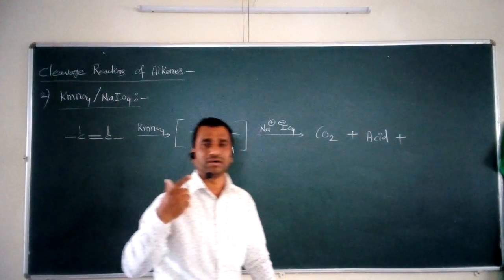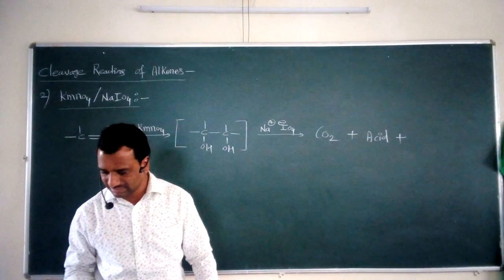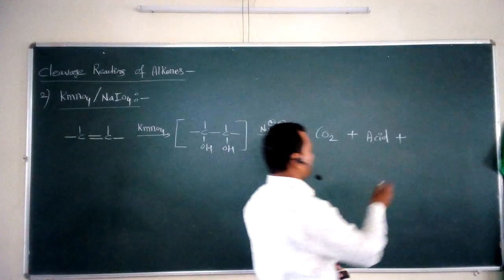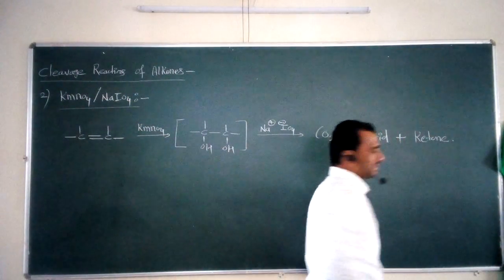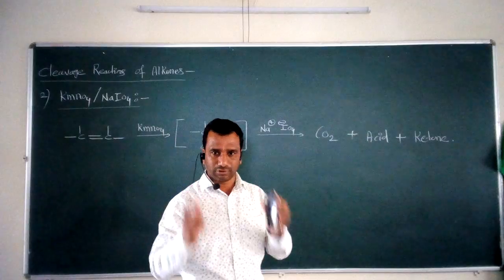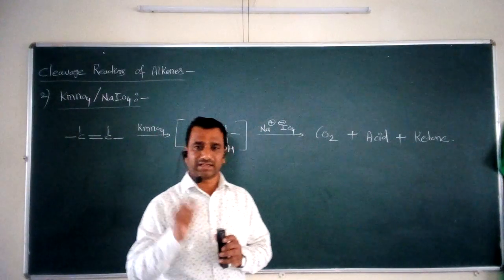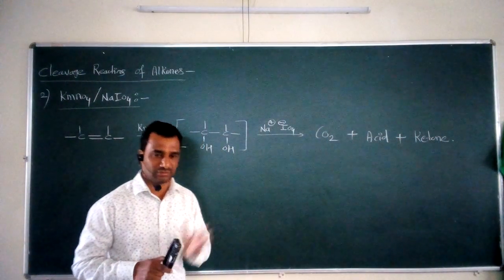It may form CO2, it may form an acid, or it may form, as the third possibility, a ketone. So these are the three different possibilities for the products given by the interaction of KMnO4 and sodium periodate with alkenes.